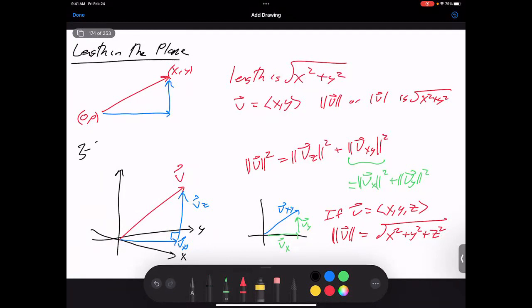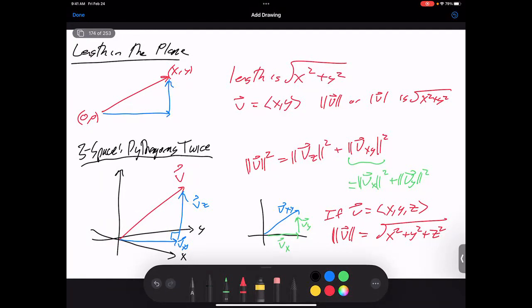So 3 space, Pythagoras twice. What do you think would happen if we were in 4 space? Pythagoras 3 times. Yes.